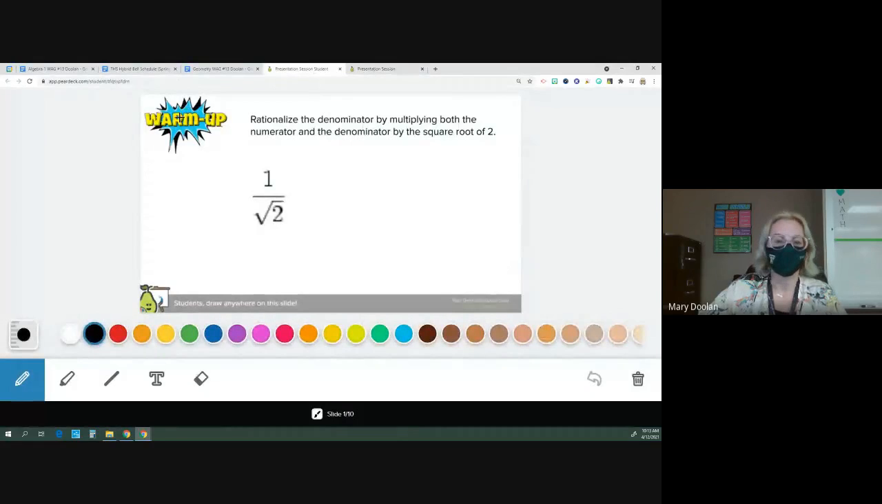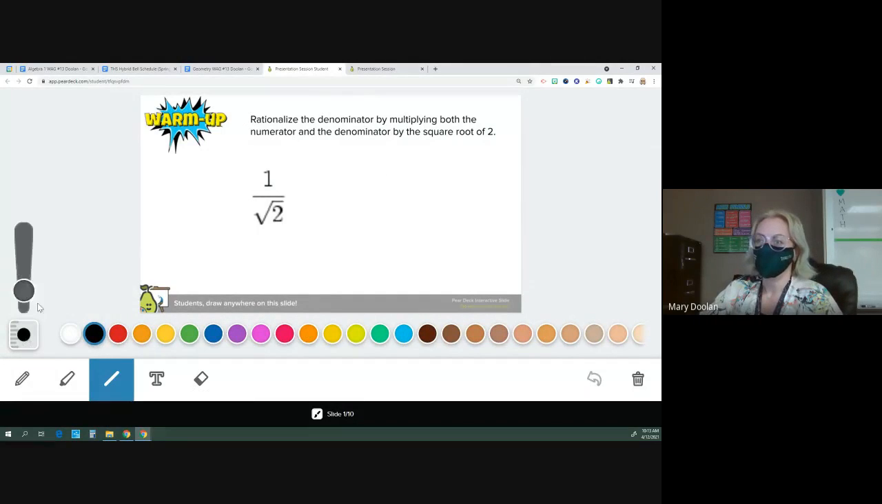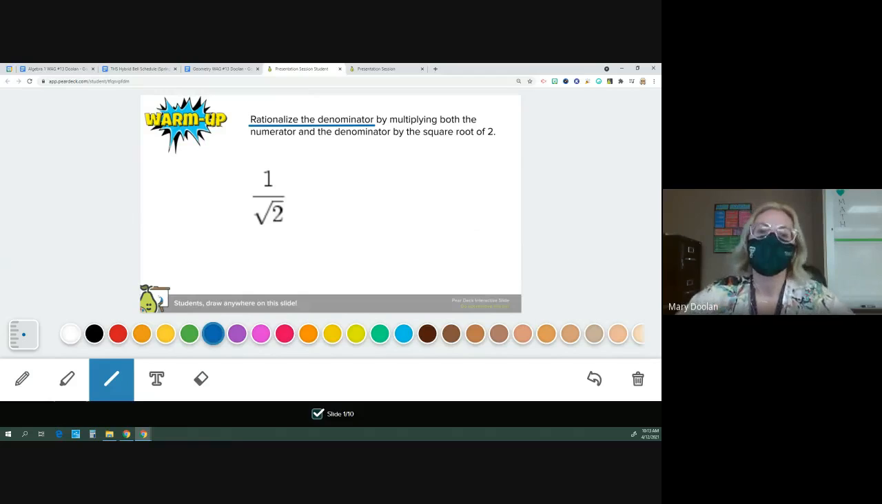Right, so this first slide says to rationalize the denominator, okay? We haven't talked about this in this class, but this is something that you probably learned in algebra. But we're going to review it. So this is like a review warm-up question.